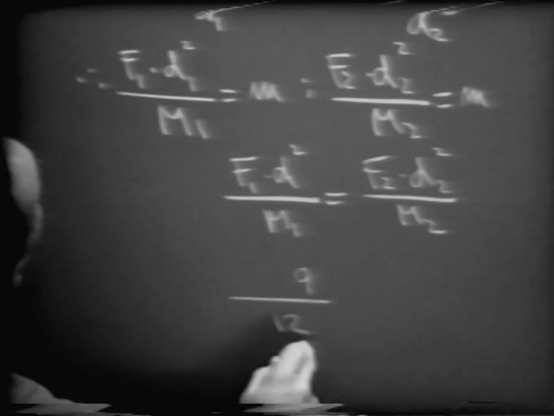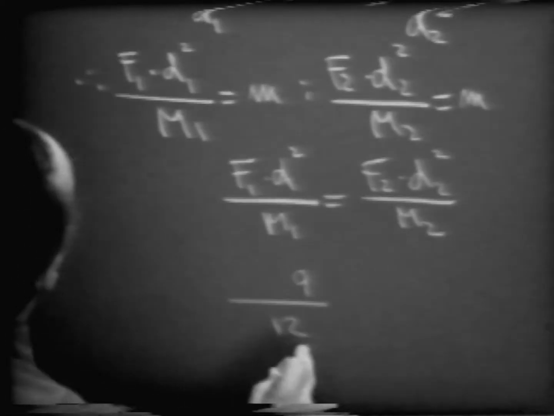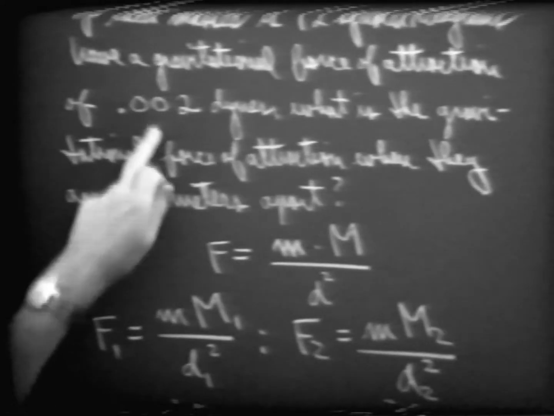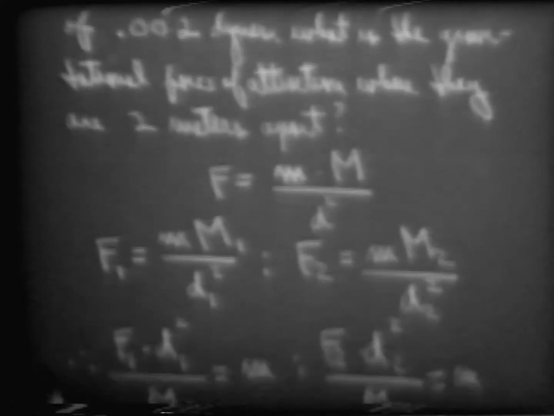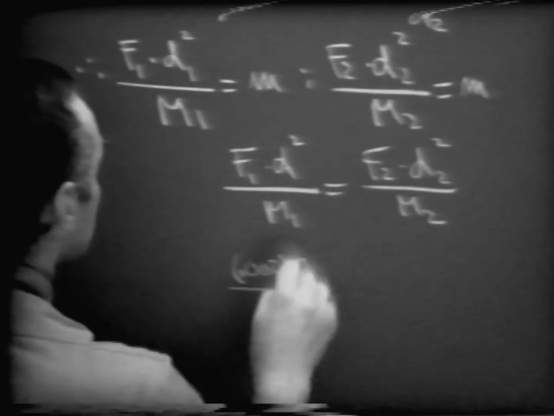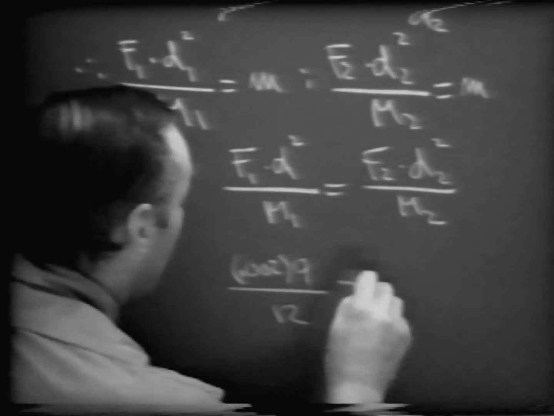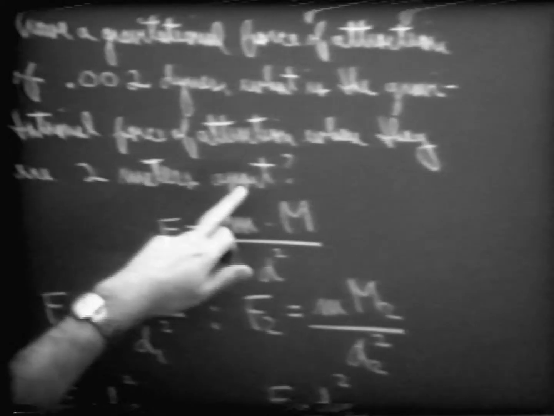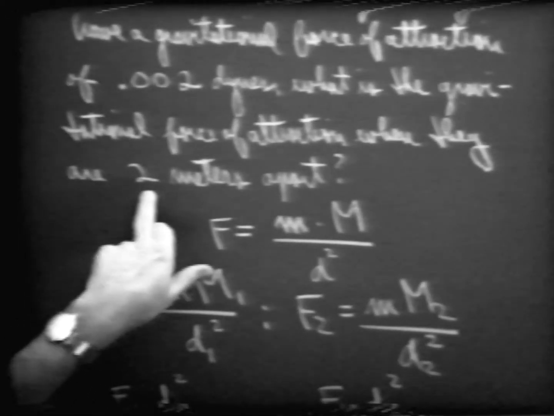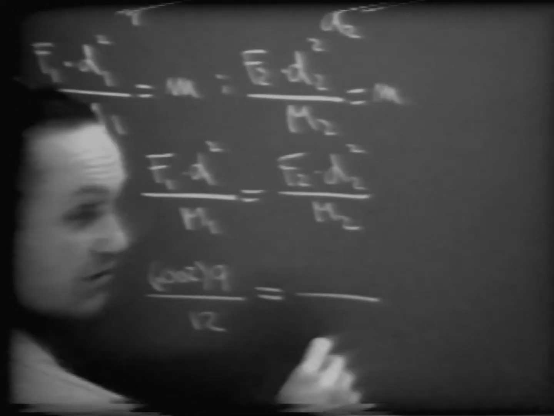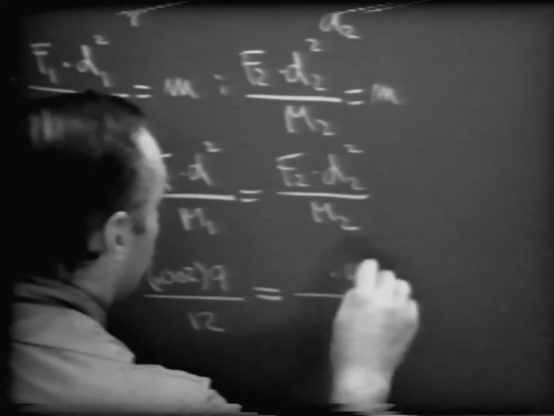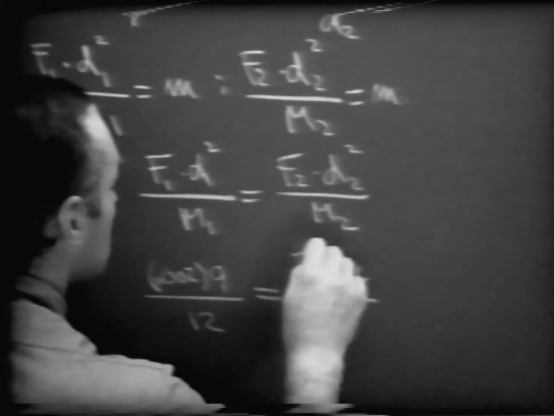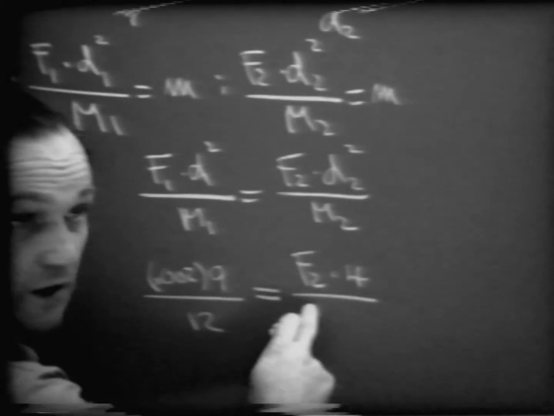It gives us a force of attraction. That's our F sub 1 of what? How many dynes? 0.002. Is that right? Okay. All right, is equal to, and now what then is the question? What is the gravitational force of attraction when they are 2 meters apart? So what then is our distance squared? That's the number 4. And what is the gravitational force of attraction? Is the number F sub 2 that we're looking for.